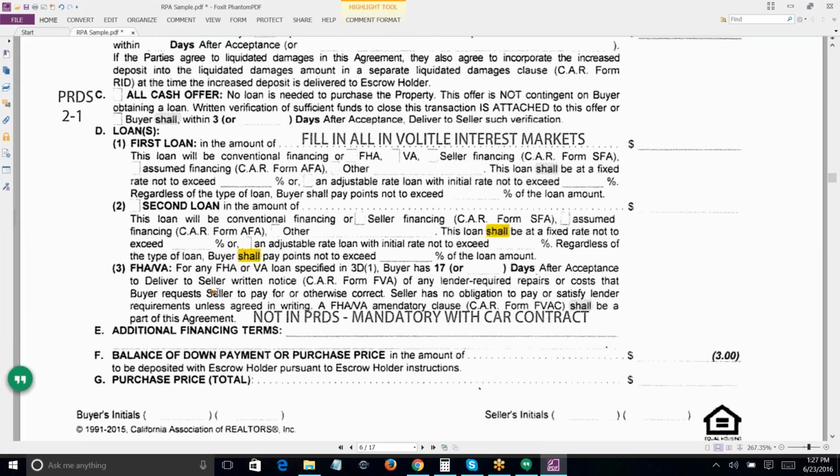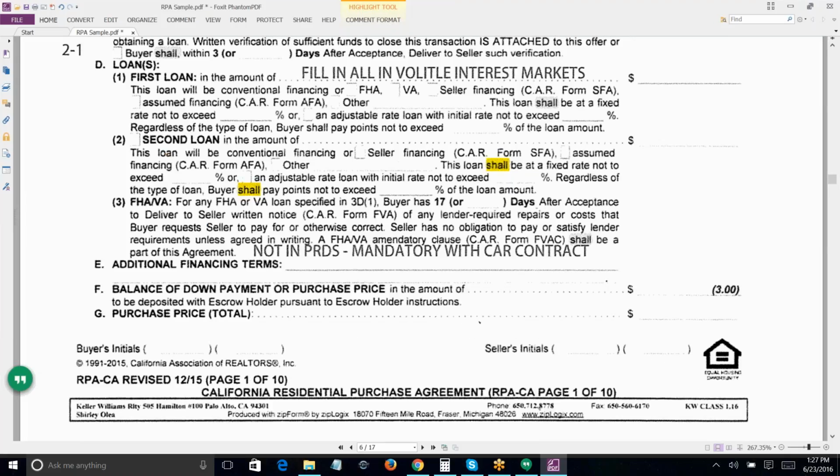By the way, is there any law that says you couldn't log into the CAR and look at all the forms? Could you do that? All right.